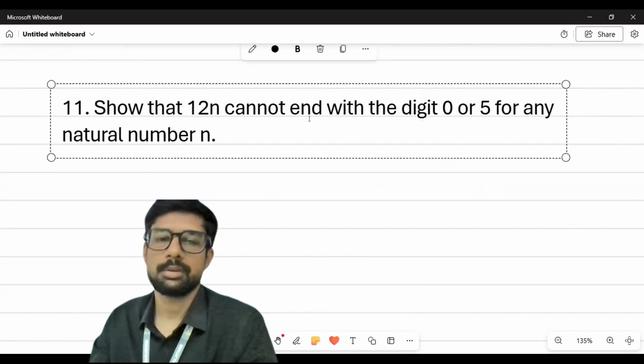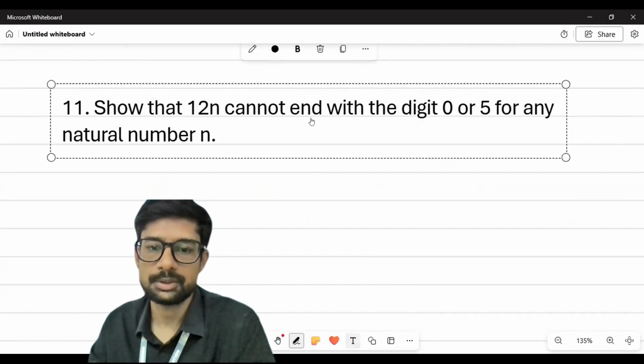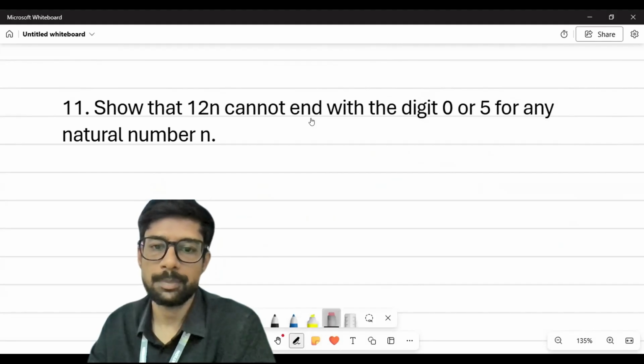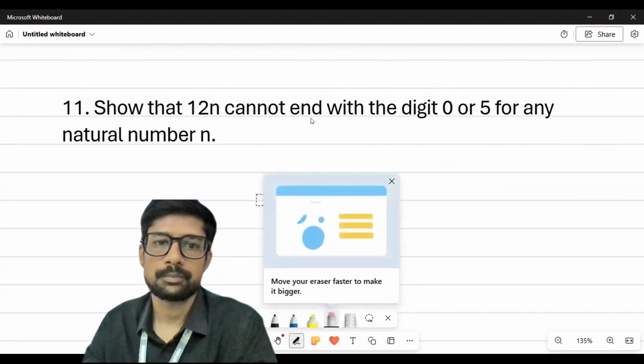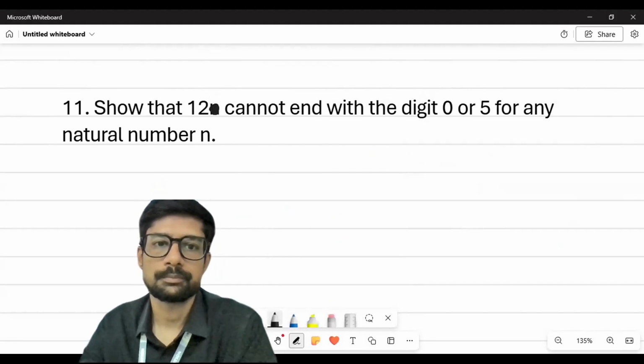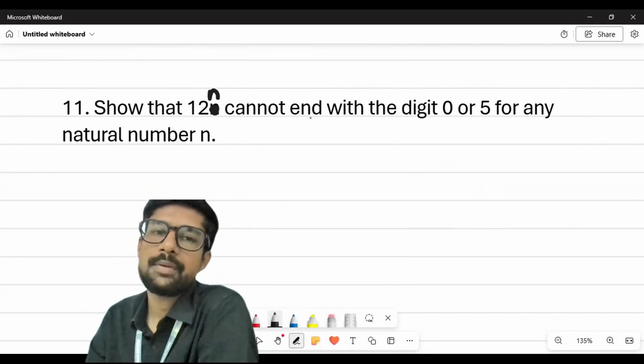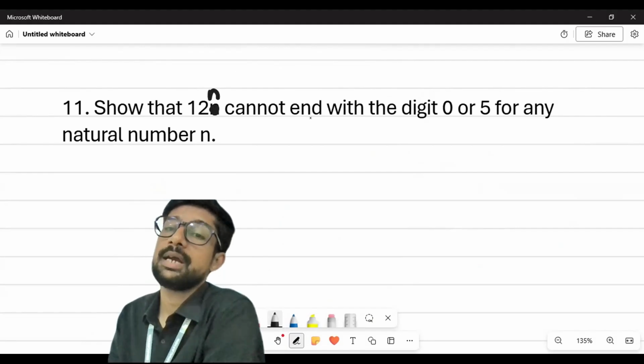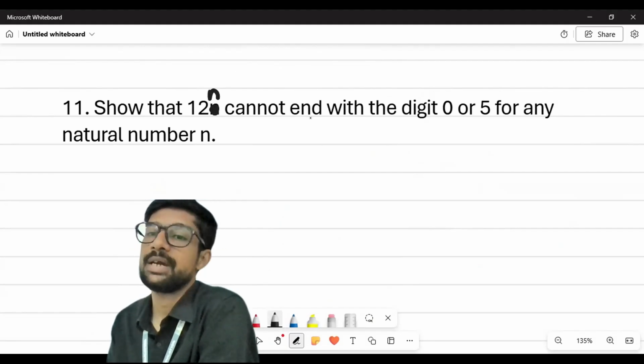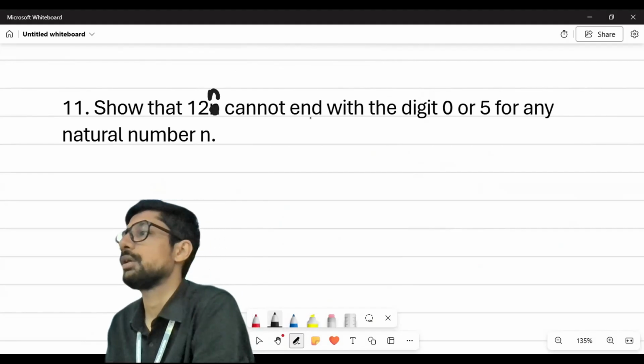Note it down. It's a special range. Hold on. That's just power. n is on the power. This n is on the power. Show that 12 to the power n cannot end with the digit 0 or 5 for any natural number n.